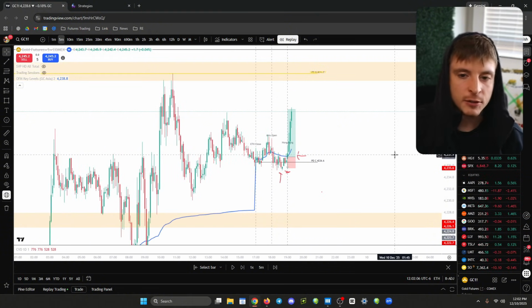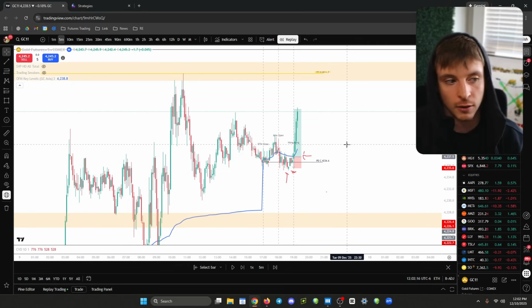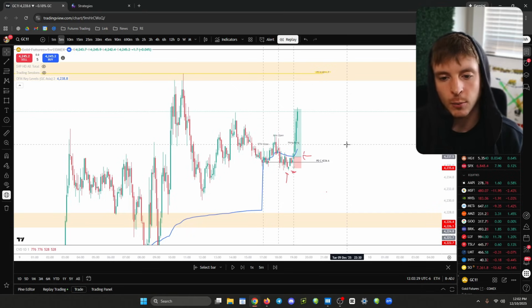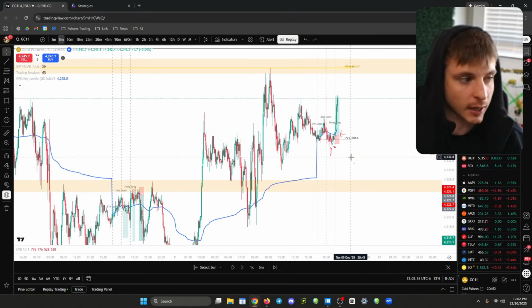But as far as GC goes, I am using Bookmap only. I have not used a footprint yet for GC or anything like that. I've just been sticking to Bookmap, which has been good so far the last 2 days. But who knows if I decide to incorporate a footprint for GC as well. Time will tell, I guess.